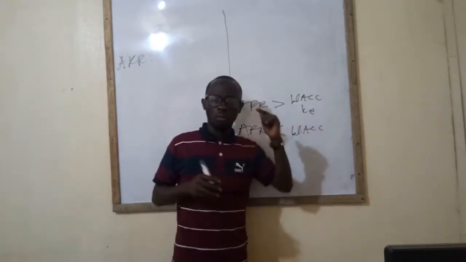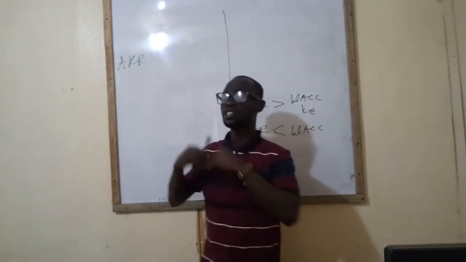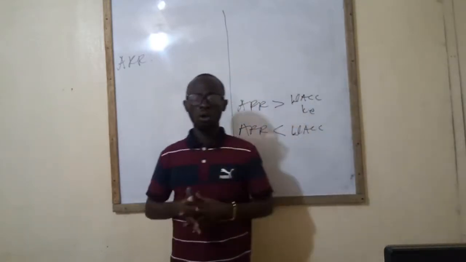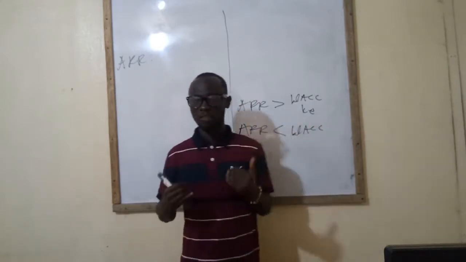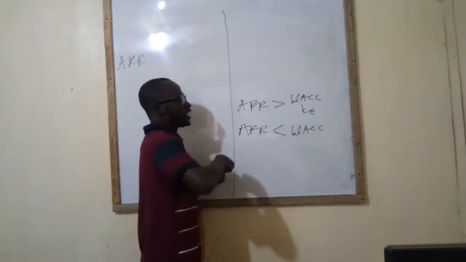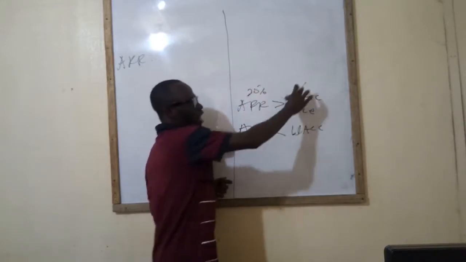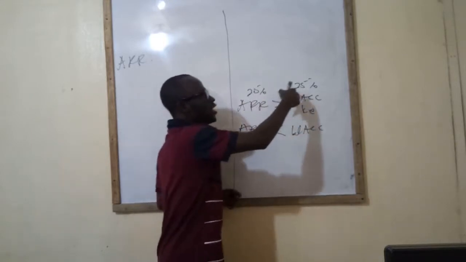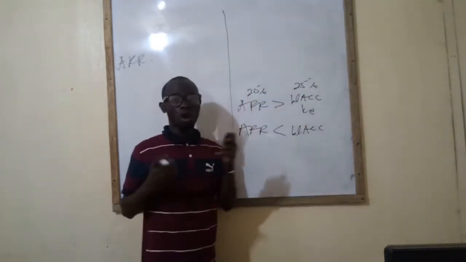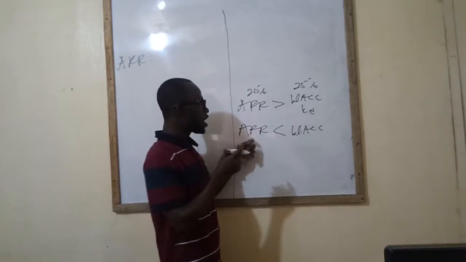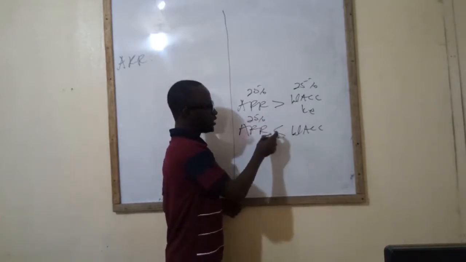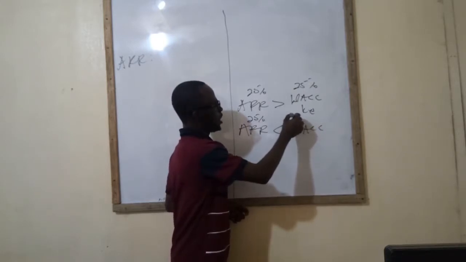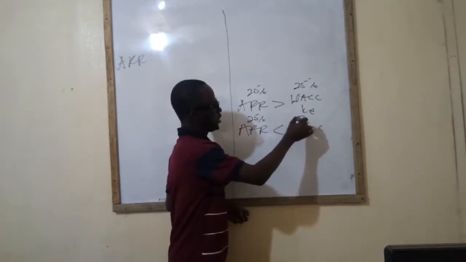Remember what I told you about cost of capital. It is the minimum we need to earn so that we can pay the people who are providing us with the finance. So if the rate is 20%, but our cost of capital is 25%, that means we are earning less than what we are going to be paying. So what do we do? We reject the project.